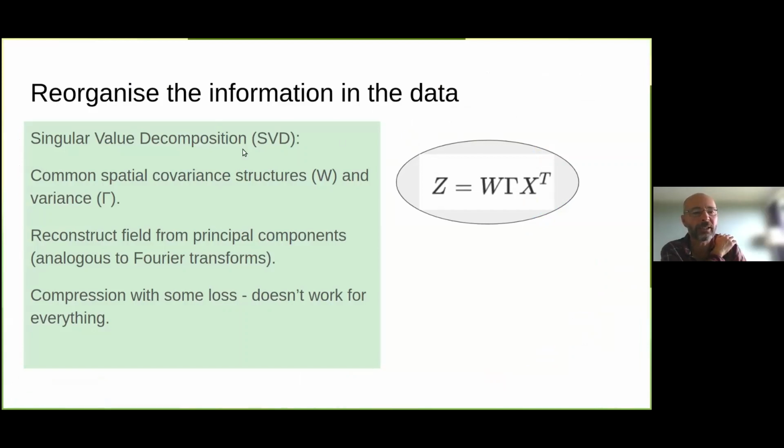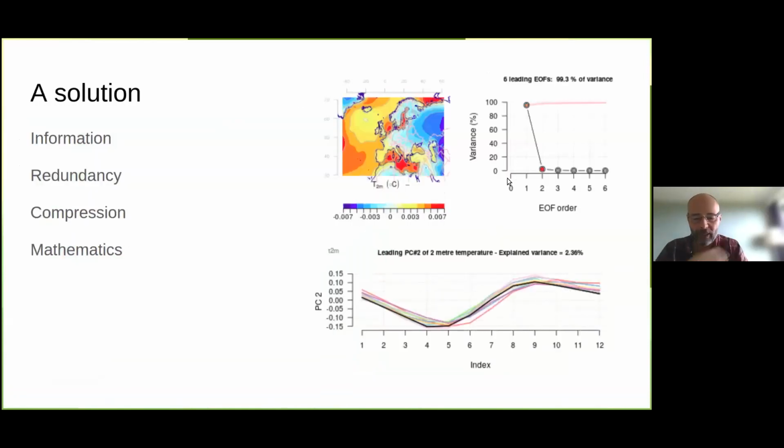So we use singular value decomposition, SVD. And this is the equation. Basically, the original data can be divided into spatial maps and also time series, one index for each map, and then a sort of weight that describes how much variance each map has.